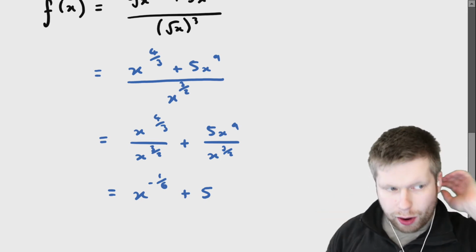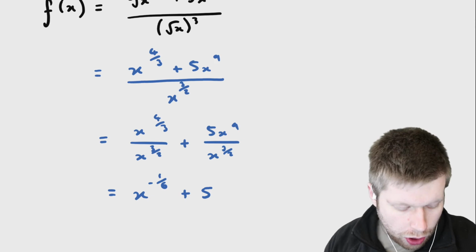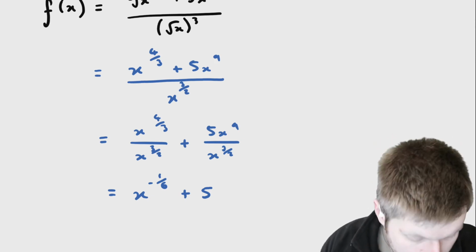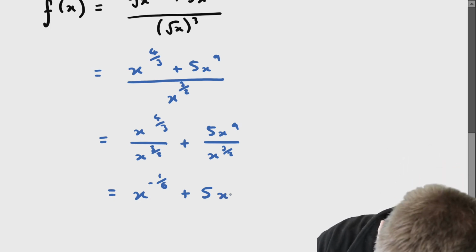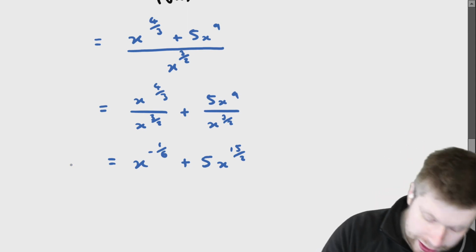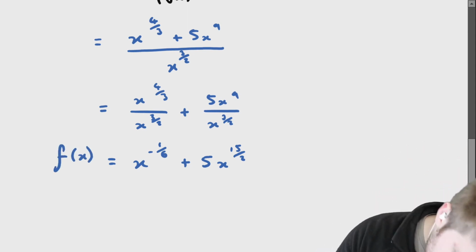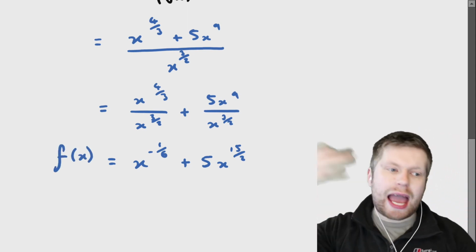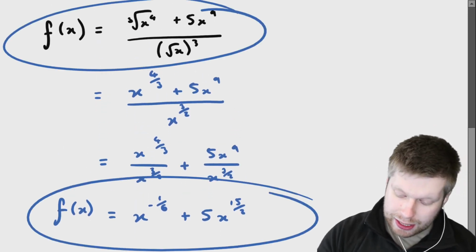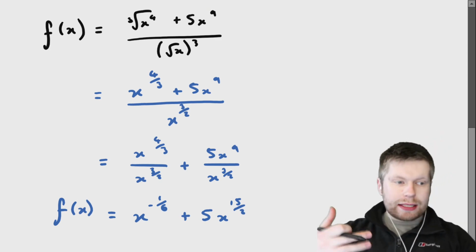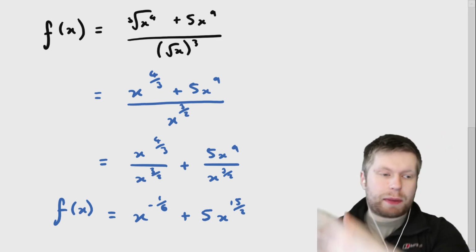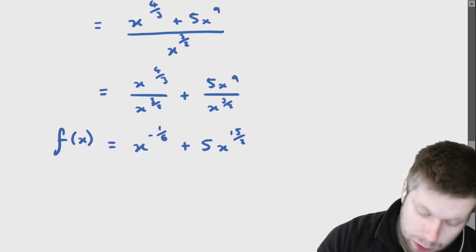I just need to subtract the 9 and the 3 over 2. So 9 take away 3 over 2 comes out as 15 over 2. So x to the power of 15 over 2. Okay, so now what I've got is a function which is written in the form some number times x to the power of something. The only difference is that I have it written as some number times x to the power of something. That means that I'm able to differentiate it.